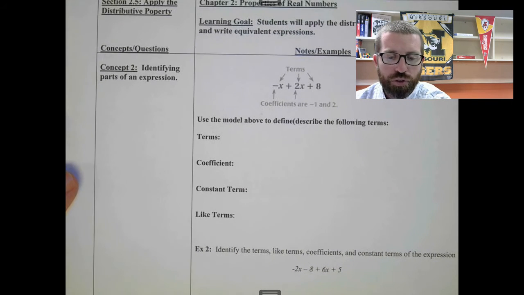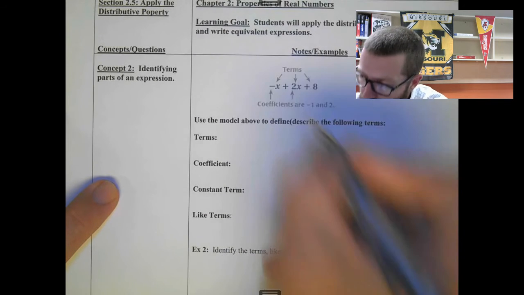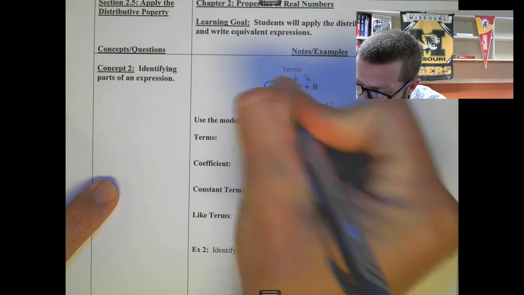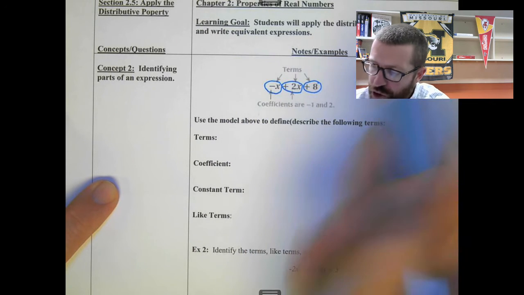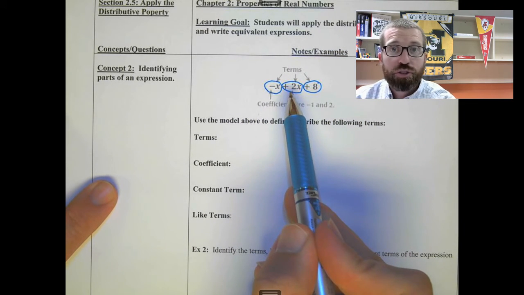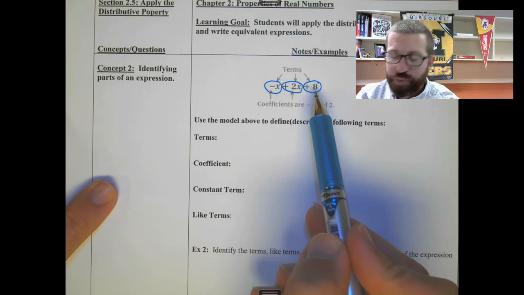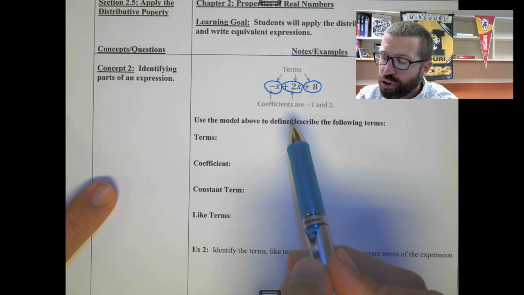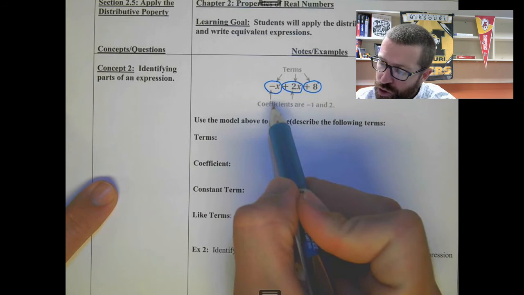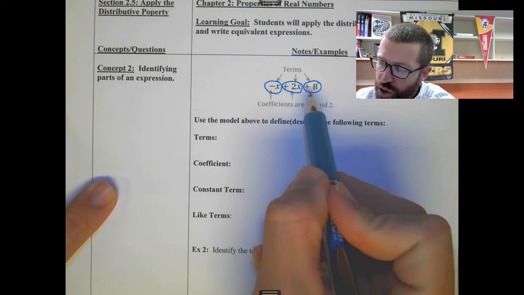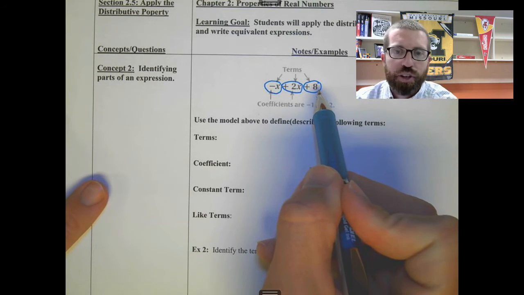Okay, and we've used some of these words already, but the terms referred to, we'll circle those in blue. This entire thing is a term. So there are three terms here. Negative x is a term, 2x, which we don't say positive, it implies it's positive, and then 8, or positive 8. The coefficients are the numbers in front. So coefficients would be -1, 2, and there's no coefficient on a constant, as we call it.